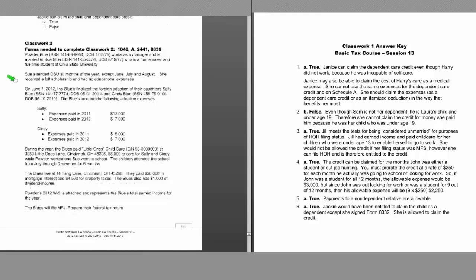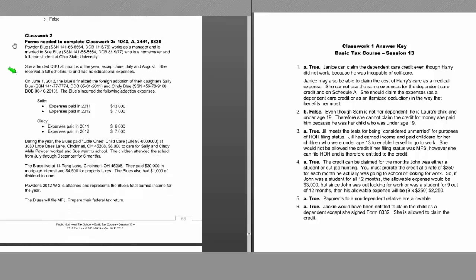Let's move on now to classwork assignment number two. Classwork assignment number two requests that you prepare a tax return for a character named Powder Blue. In this problem, you're going to be preparing Form 1040, a Schedule A, a 2441, and an 8839. And your job is to determine how much of a child and dependent care credit that Powder Blue is going to be able to claim, as well as the amount of the adoption credit.